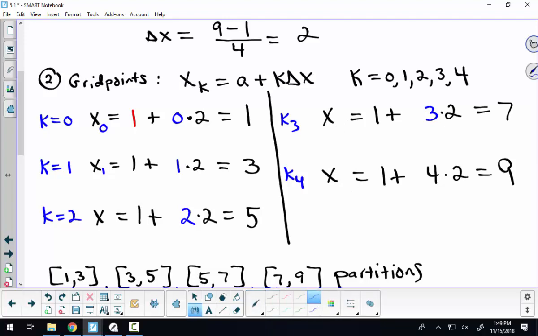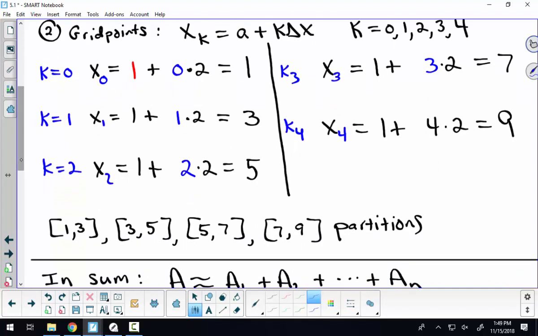So we can see how. So that's just another example. We're getting the grid points of 1, 3, 5, 7, and 9, which then form the partition 1 to 3, 3 to 5, 5 to 7, 7 to 9. And so, visualize that interval from 1 to 9 now being broken up by this.